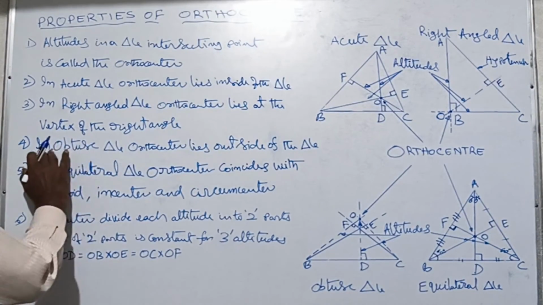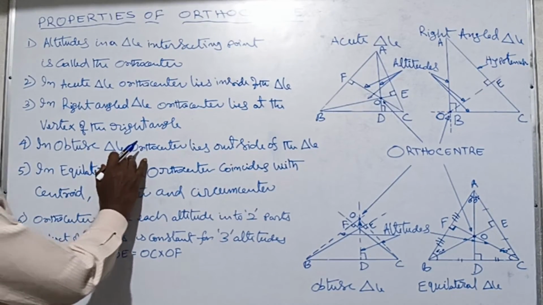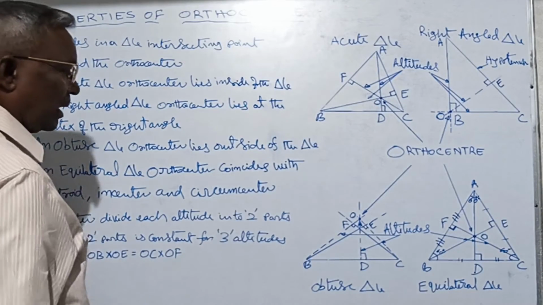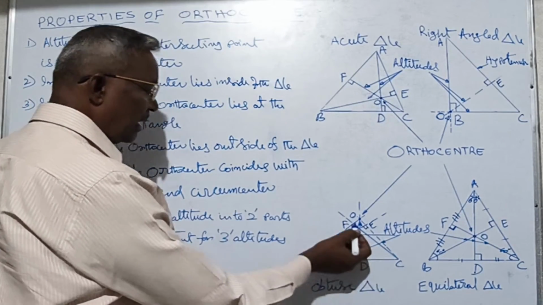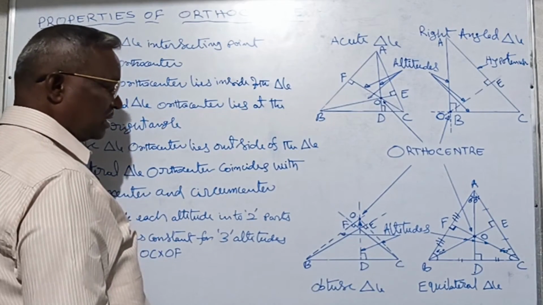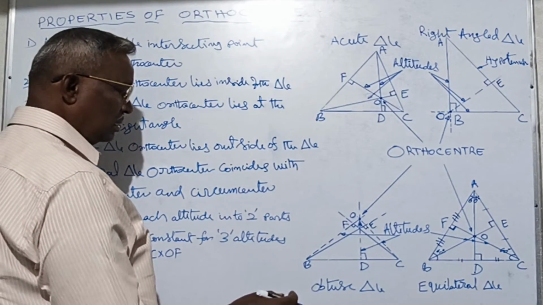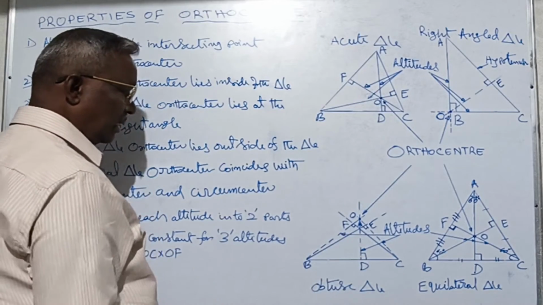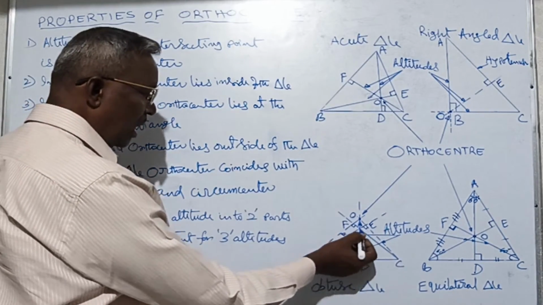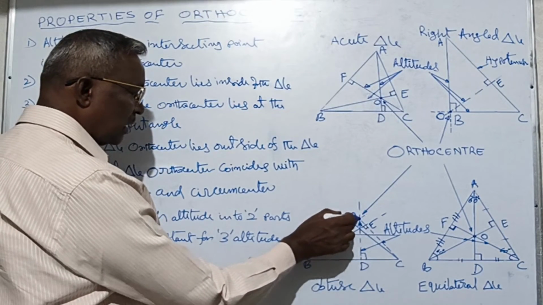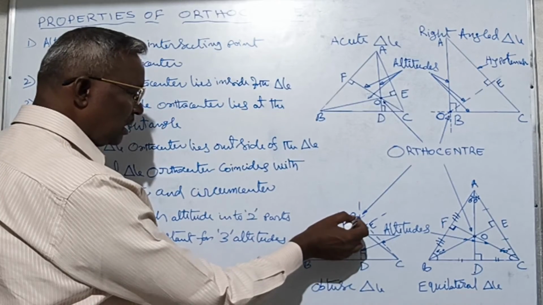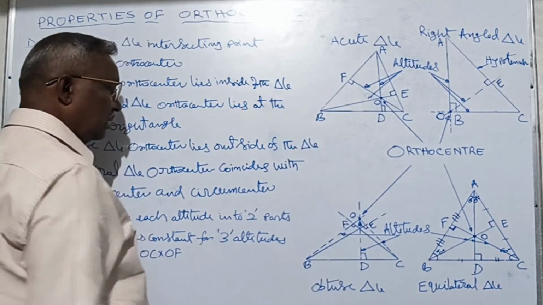Next, in obtuse angle triangle, orthocenter lies outside of the triangle. In a triangle, if one angle is more than 90 degrees, it is called an obtuse angle triangle. So, in this obtuse angle triangle, orthocenter lies outside of the triangle. This is the triangle, but orthocenter lies outside of the triangle.